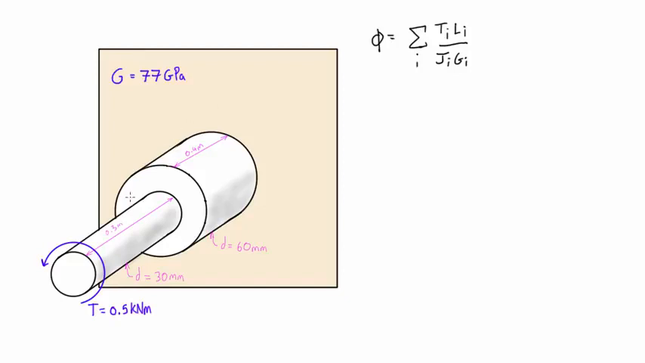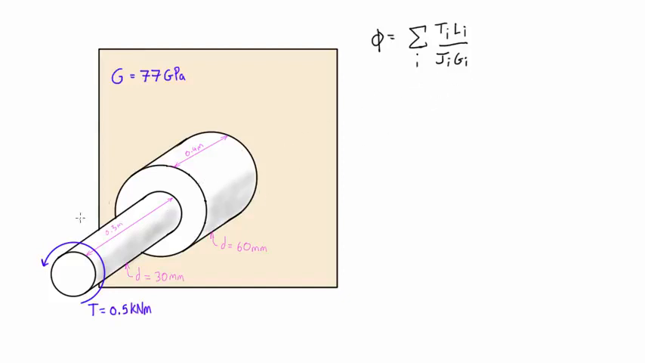So if we look at this, the whole thing is going to be made out of steel, so it will have a modulus of rigidity of 77 gigapascals. That's constant throughout. The internal torque is going to be constant throughout. And the thing that's changing here is J, which is each of the cross sections' polar moments of inertia.